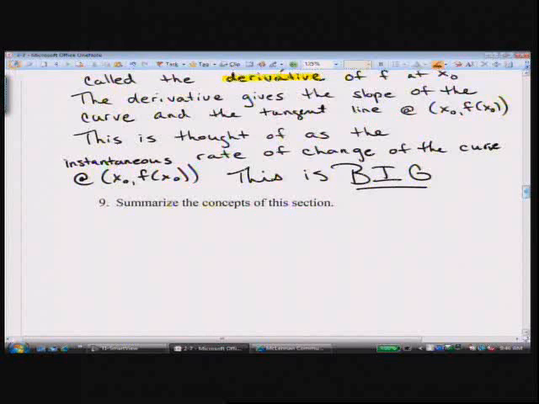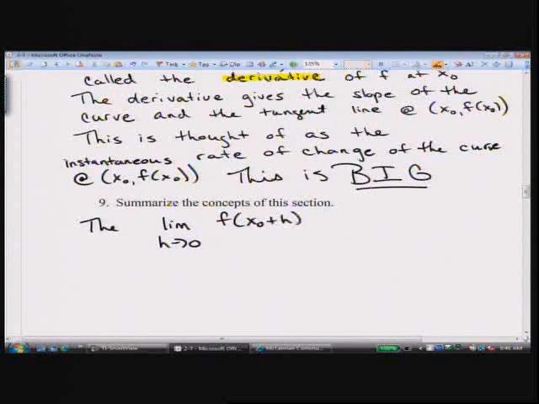So now what am I doing? I'm summarizing the concepts of the section. The limit as h goes to 0 of f of x naught plus h minus f of x naught all over h. Just write this over and over, or put it on your Facebook, call your friends. Live it, be it, feel it, write it 100 times, because it's very important.